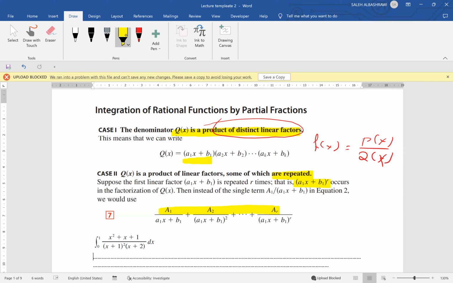So it would be capital A1 divided by a1 x plus b1. This is for the power 1. For the second power, we have capital A2 divided by a1 x plus b1 squared, up to the power r, where we have capital A sub r. So any factor with multiplicity r, we have to write as a combination of r fractions.